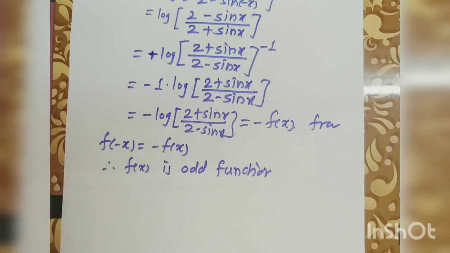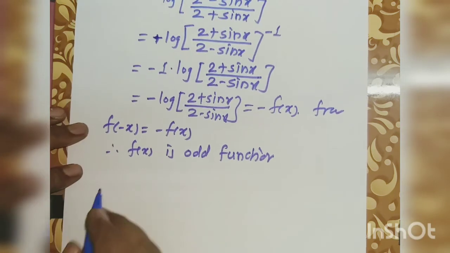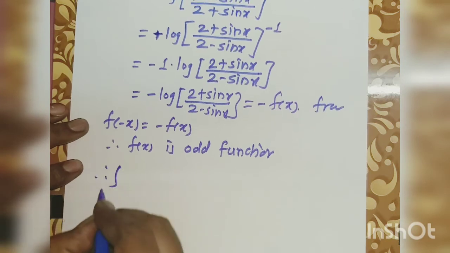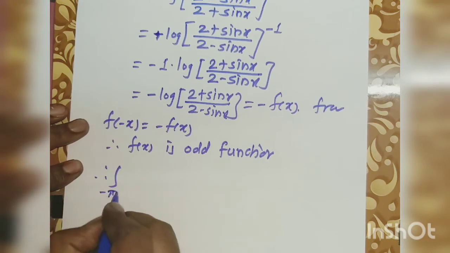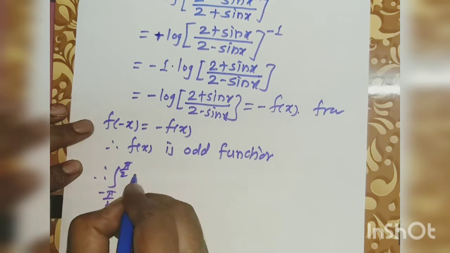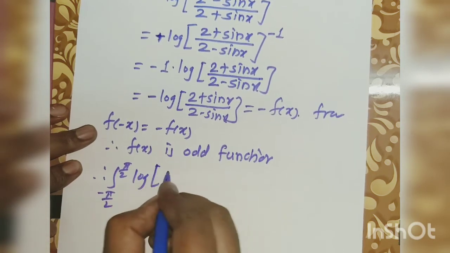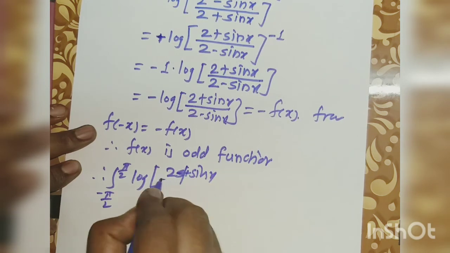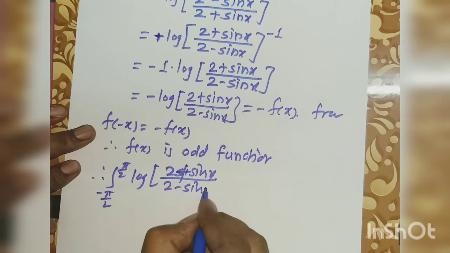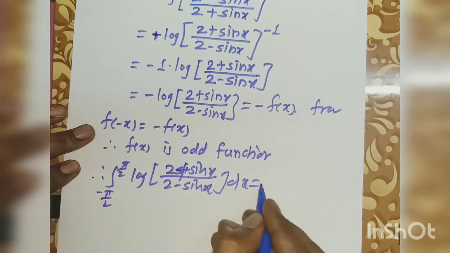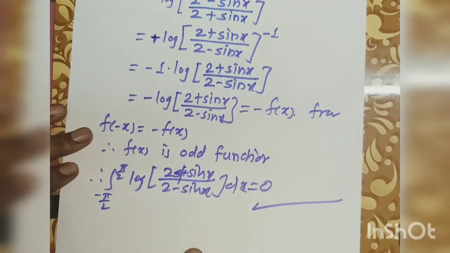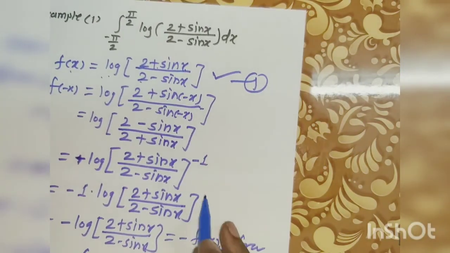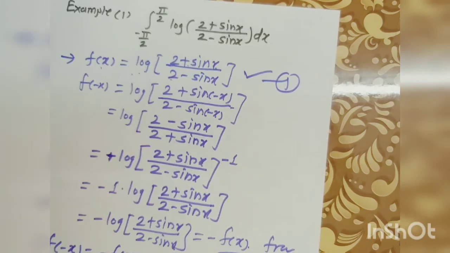Then its integration is always 0. Therefore the integration of minus pi by 2 to pi by 2 of log of (2 plus sin x) divided by (2 minus sin x) dx is equal to 0, which is the answer. Very simple. Only verify whether the given function is odd or even. If the function is odd, its integration is 0.